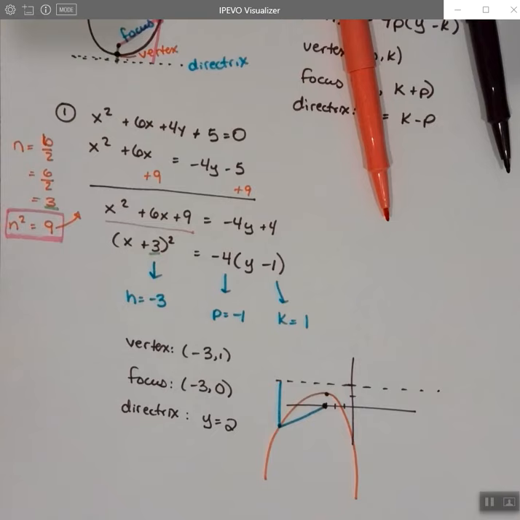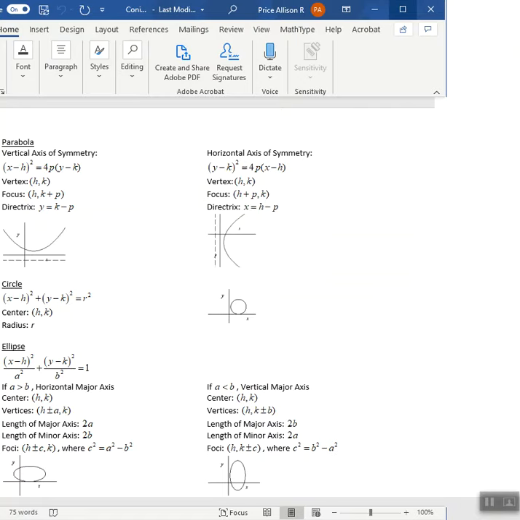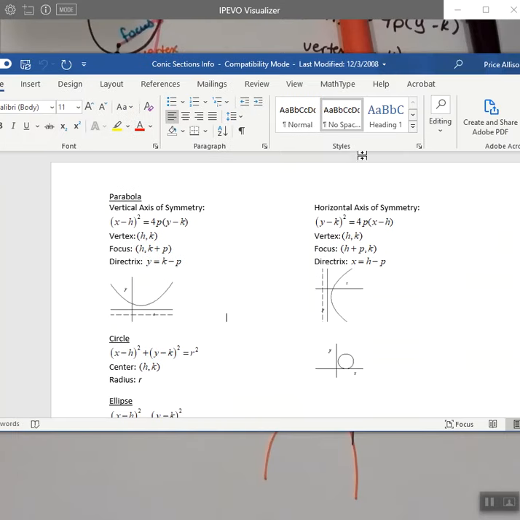Okay, the next one that I want to look at is the horizontals. So the horizontal parabolas: we have the vertical axis of symmetry, a parabola that faces upward. The horizontal axis of symmetry means that the parabola faces sideways. They're going to be very, very similar. X and Y are trading roles right here. Y is going to be squared. You're going to complete the square on Y.